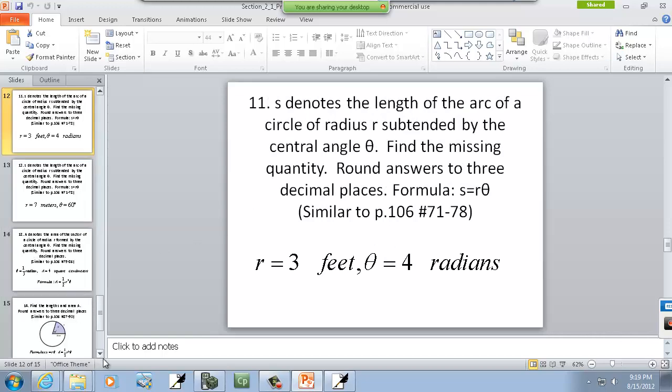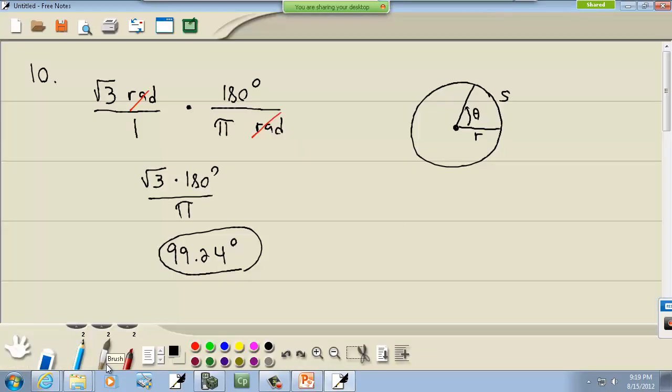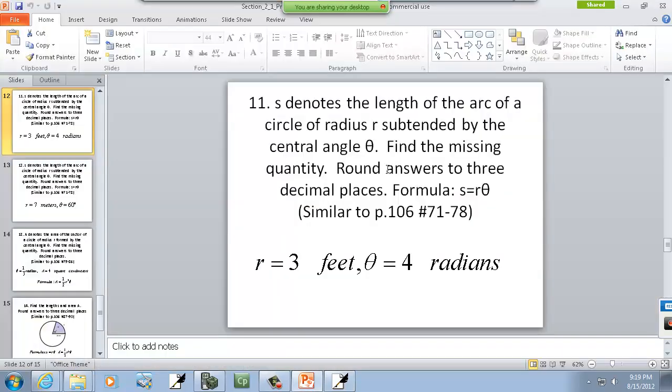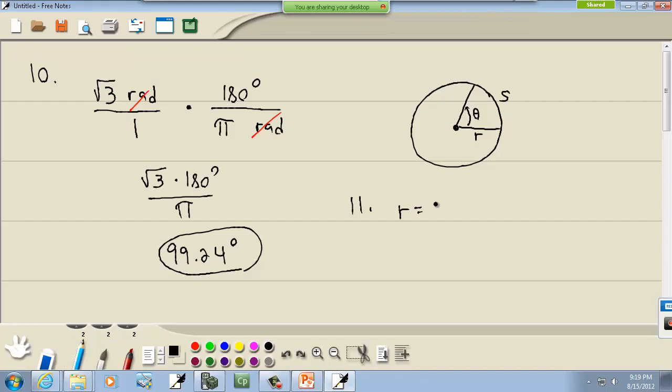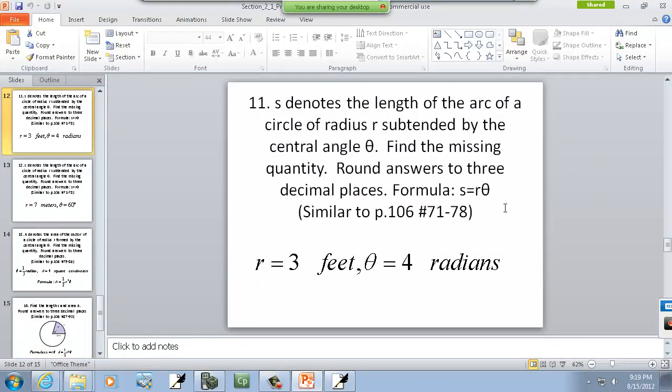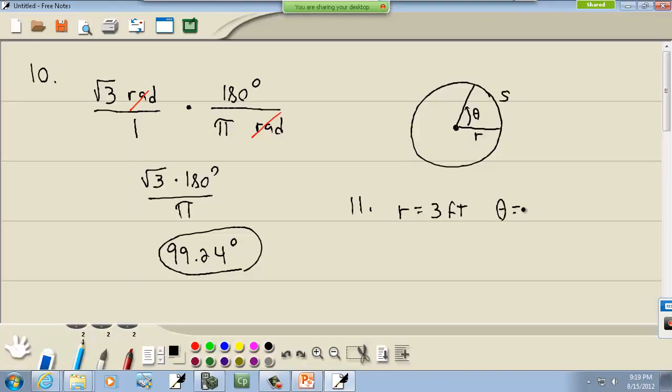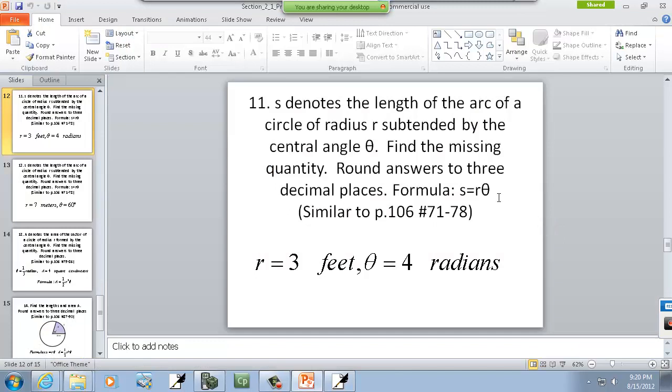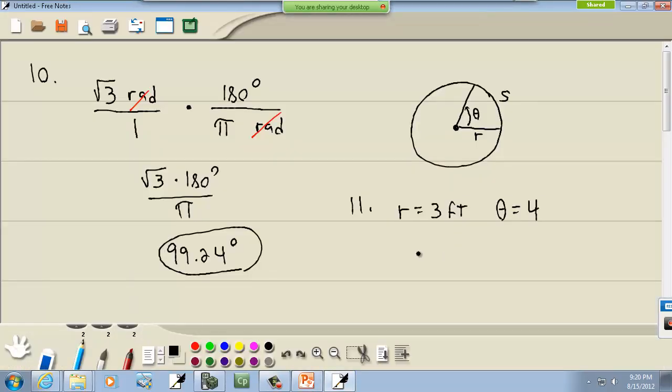Okay. So they tell us R is equal to 3 feet. Theta is equal to 4 radians. Again, I'm going to just put 4 because I don't need to put radians. It's by default. If there's no measure there, it's radians. And it says S denotes the length of the arc of the circle of radius r subtended by the central angle theta. Find the missing quantity. Round answers to 3 decimal places. Formula is S equals r theta.